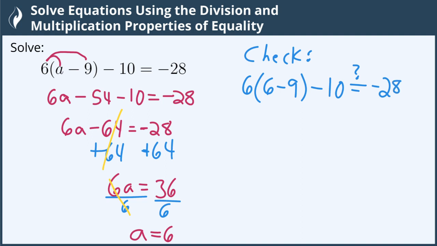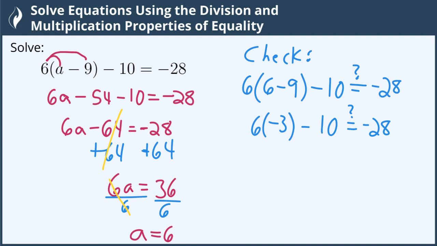So in order to test this, we're going to use order of operations on that left side, which means we start by simplifying inside the parentheses. 6 minus 9 is negative 3. So now we have 6 times negative 3 minus 10. And again, we're going to check if that is equal to negative 28.